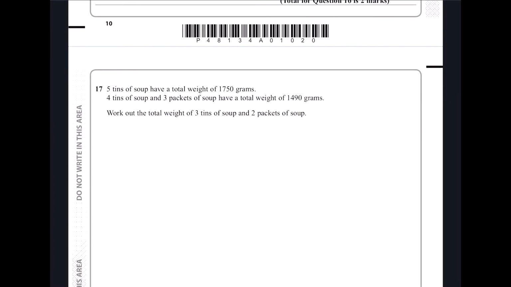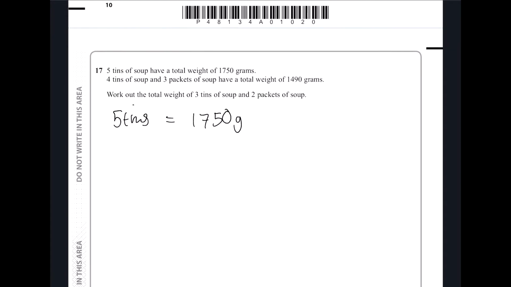Okay, this one: 5 tins of soup have a total weight of 1,750 grams. 4 tins and 3 packs of soup have a weight of 1,490. Work out the total weight of 3 tins and 2 packets of soup. Well, from the first one, since we know 5 tins is equal to 1,750 grams, then we can figure out what 1 tin is, right? So actually I'll do that up here. So from that, we know that 1 tin would be 1,750 divided by 5, and that will be in grams.